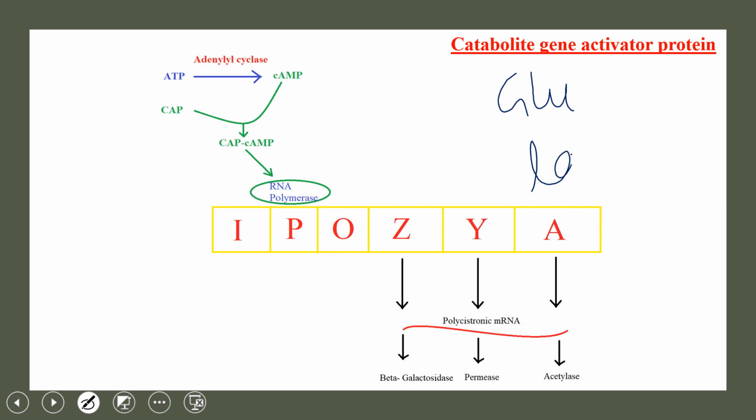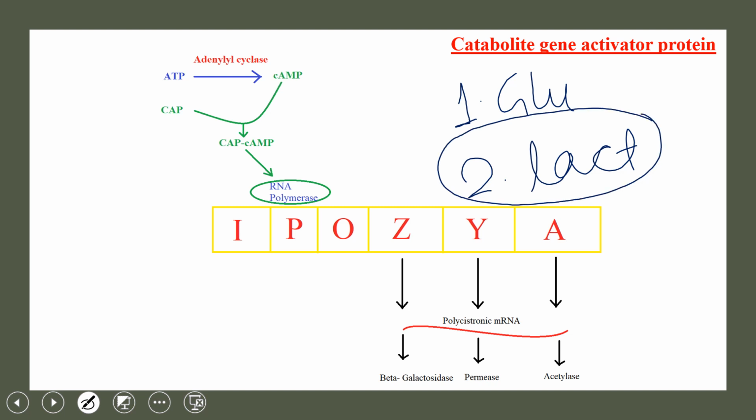But as I have already mentioned, whenever there is the presence of the glucose and the lactose, what happens? At first the glucose will be utilized by the bacteria, and second the lactose will be utilized by the bacteria. But why does this happen? In order to utilize the lactose, what needs to be switched on? The Lac Operon needs to be switched on.